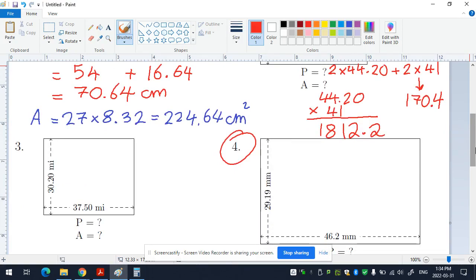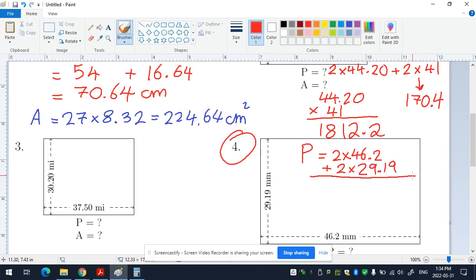Okay. Look, everyone. Do you have enough space inside of it? Yeah, you do. This rectangle is so big we can actually do the calculations inside of it. All right. So P. What's my length? 46.2. So 2 times 46.2 plus 2 times what? How much? Is that 29.19? Yeah, it is. 29.19.